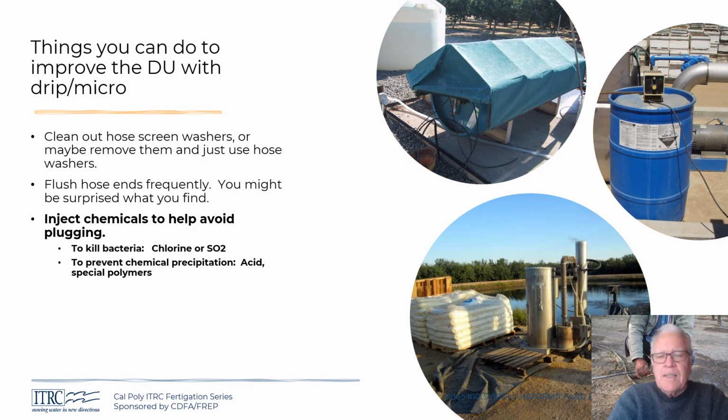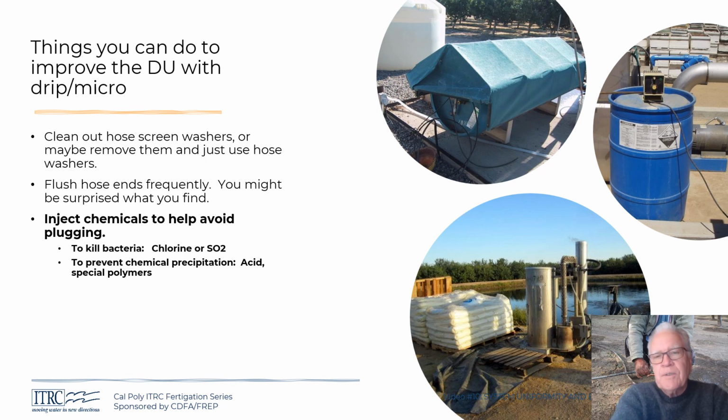And then on the bottom center, that's an SO2 generator, and we have a whole video on that. Those can be used in organic systems, and they make a sulfurous acid, and the sulfurous acid helps keep the hoses clean. So there are a variety of things. By the way, you wouldn't put chlorine and sulfurous acid in at the same time because they counteract each other. But there are a wide variety of chemicals that you use.